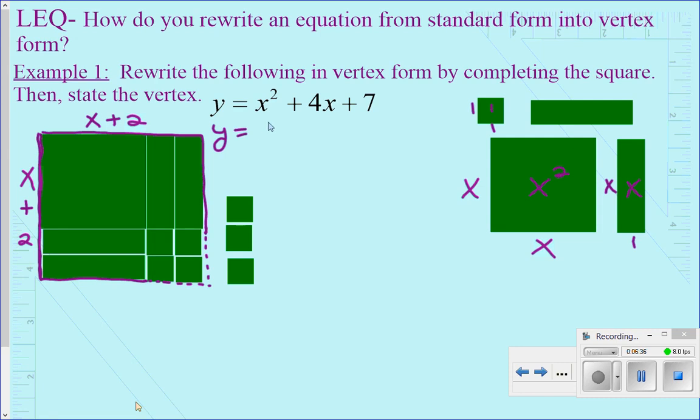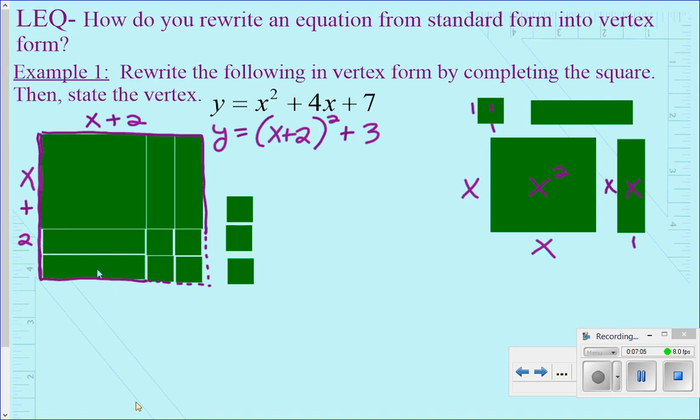in vertex form, well, what I have here is x plus 2 times x plus 2, or in other words, x plus 2 the quantity squared. And then I have an additional 3. Okay, so that is the vertex form of this standard form. Okay, now we visually completed the square.